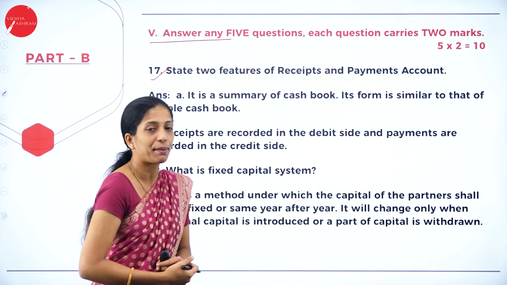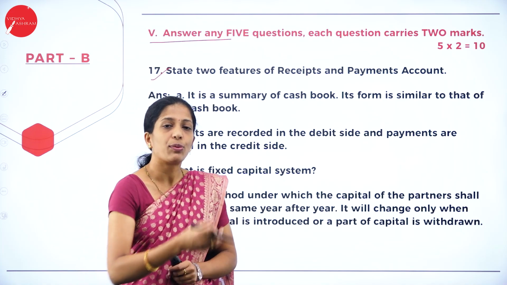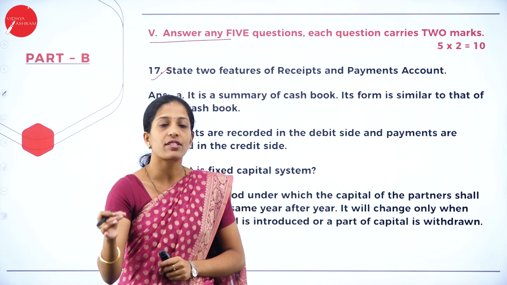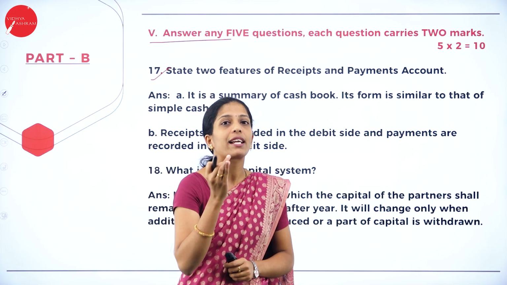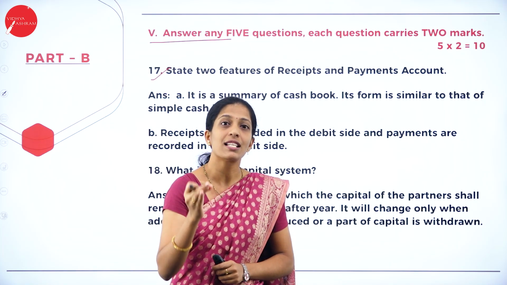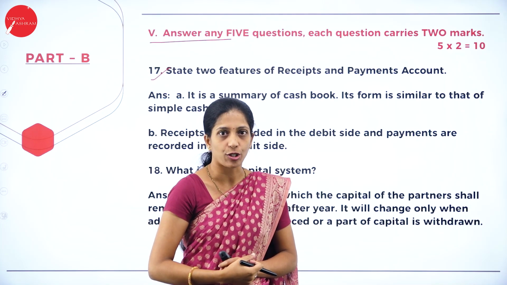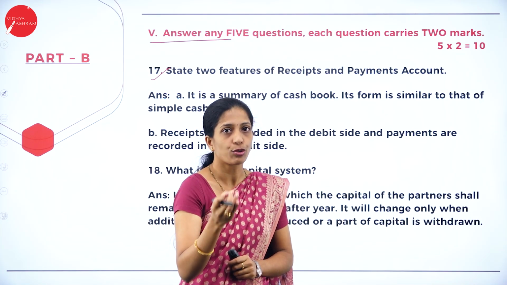So what is receipt and payment account? In your debit side you will record all the receipts, in your credit side you will record all the payments. So receipt and payment account is like a cash book. We will call it a summary of cash book. Correct? So you can write any 2 features.